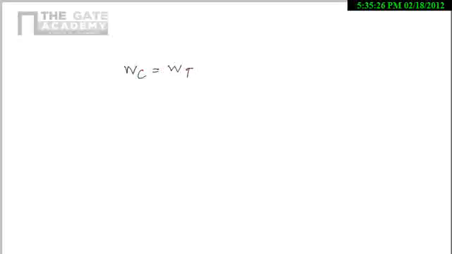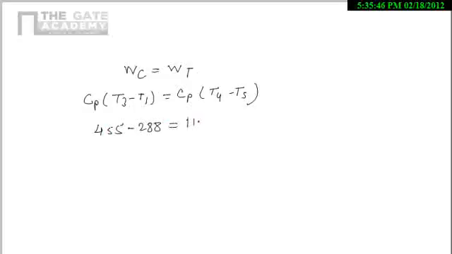Now in the problem it is mentioned that the compressor work and the turbine work are the same. So WC equals WT, and we know in terms of Cp and temperature, the compression work is Cp (T3 minus T1), and the turbine work is Cp (T4 minus T5). So Cp cancels out. T3 is 455 minus T1 288 equals T4 1143 minus T5. By this way we can get the value of T5, that is 976 Kelvin.